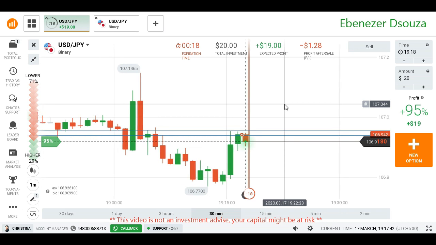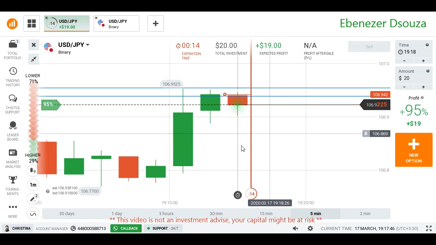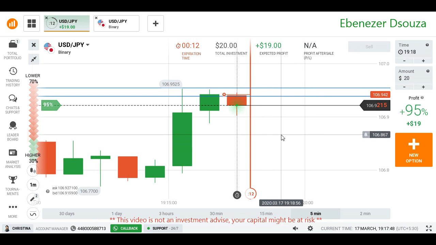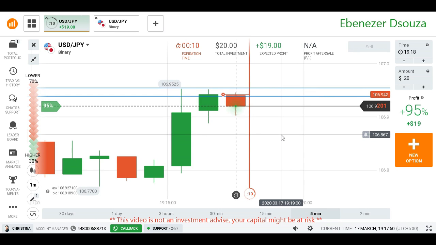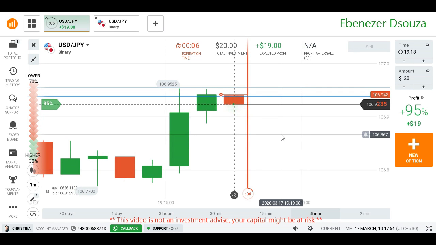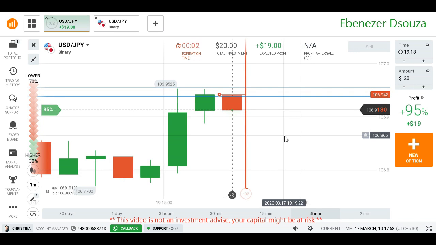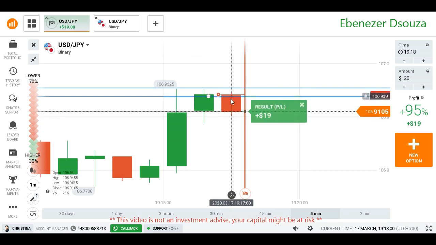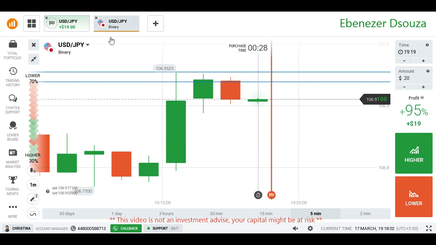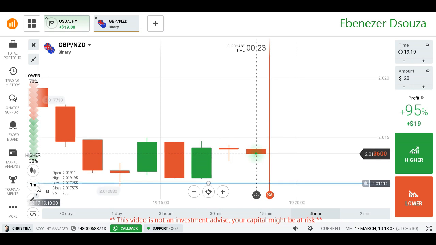So at least I can expect a reversal at least for 1 minute here. Okay, we have 5 seconds. Okay, this is a winning trade. Okay, let me change the pair.